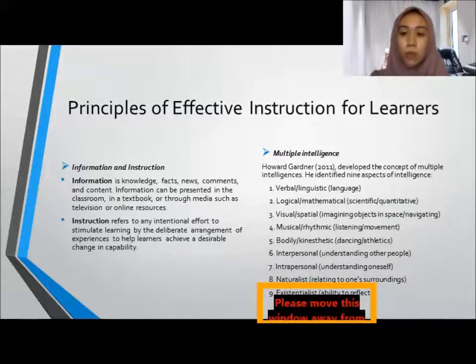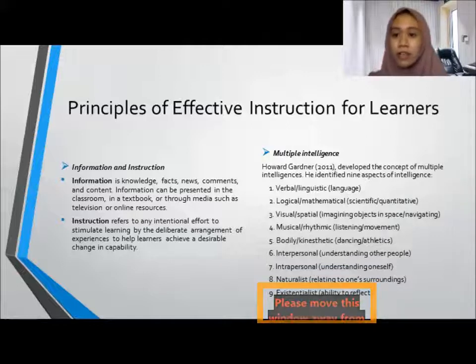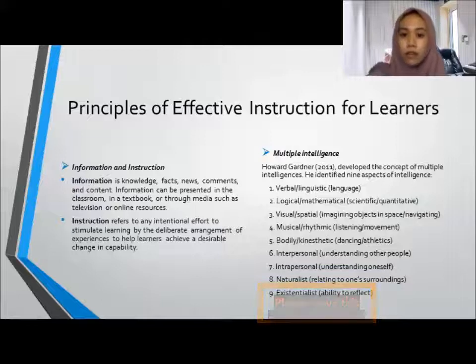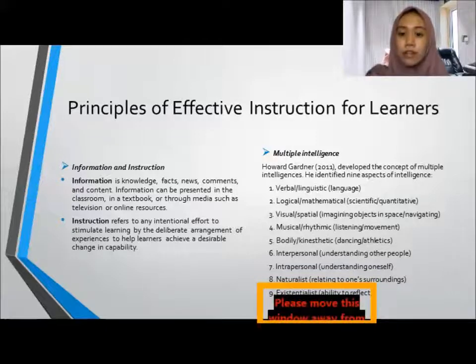Next, it is important for a teacher to be aware of the multiple types of student intelligence when planning a lesson. There are 9 aspects of intelligence according to Howard Gardner. First is verbal, and then logical, visual, musical, bodily, interpersonal, intrapersonal, naturalist, and existentialist.